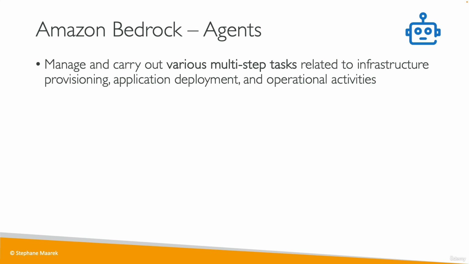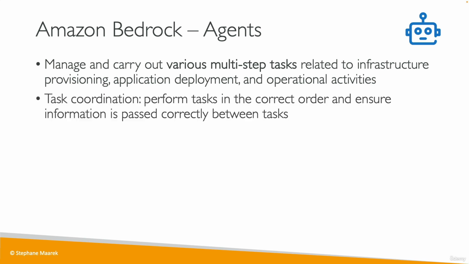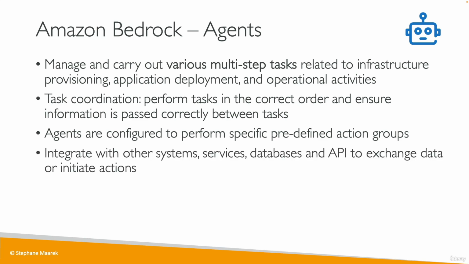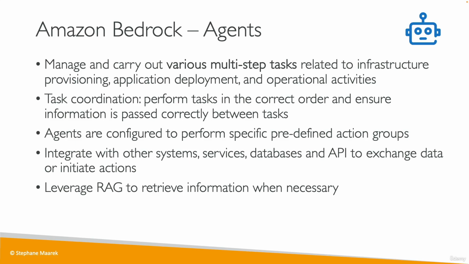So here now the agent doesn't just provide us information, it also starts to think and act. For example, it's going to look at tasks and then perform the tasks in the correct order and ensure that the correct information is passed within the task, even if we haven't programmed the agent to do so. What we do is create what are called action groups, and the agents are configured to understand what these action groups do and what they mean. Then automatically, the agent will be able to integrate with other systems, services, databases, and APIs to exchange data or to initiate action. And also, if you need to get some information out of your systems in terms of unlabeled data, you can look at RAG to retrieve the information when necessary.